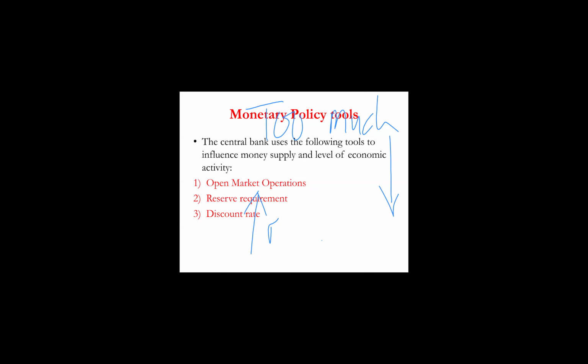Then those banks will opt to reduce how much they borrow from the central bank. Others will not even borrow at all. That will reduce money in circulation. Therefore, when the central bank wants to reduce money supply, they increase the discount rate. There is an inverse relationship between money supply and the discount rate.